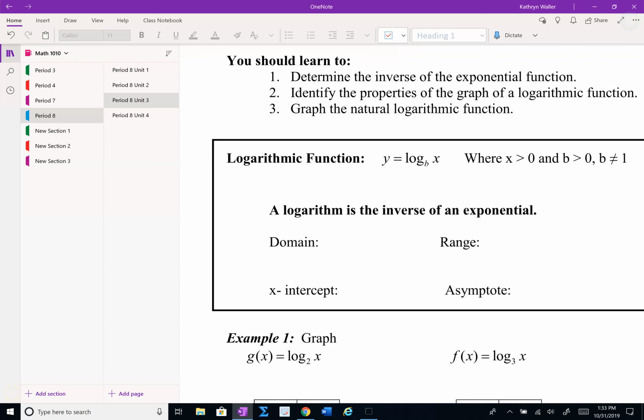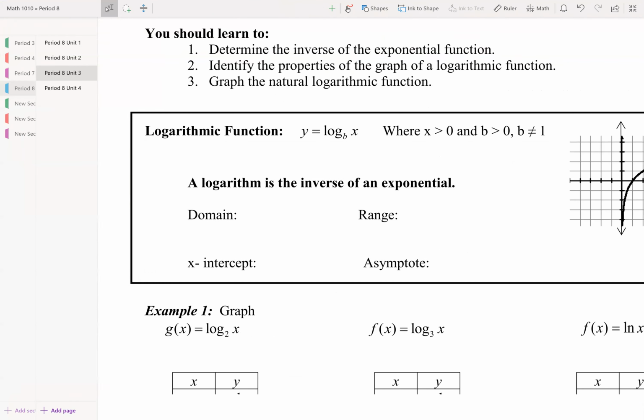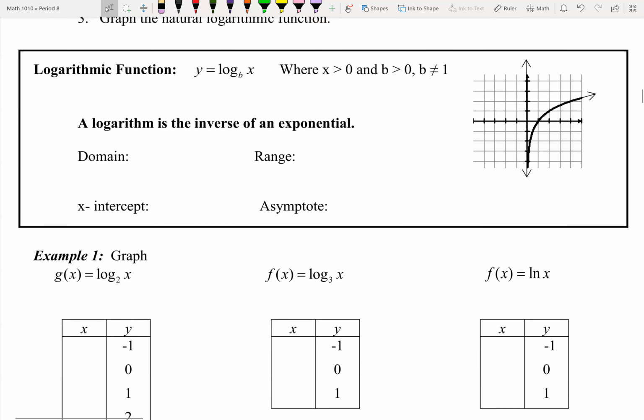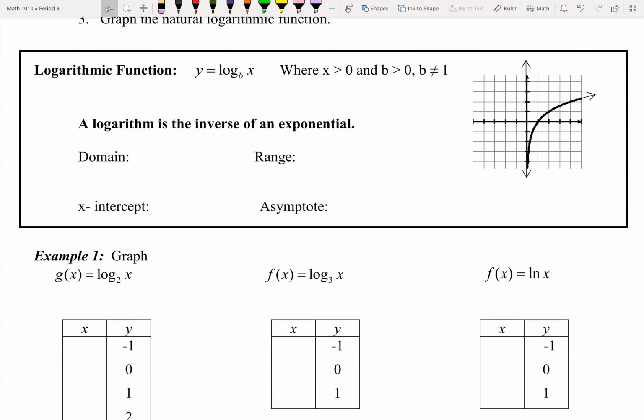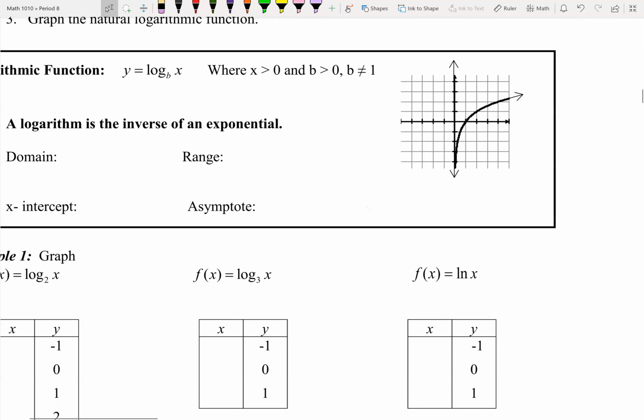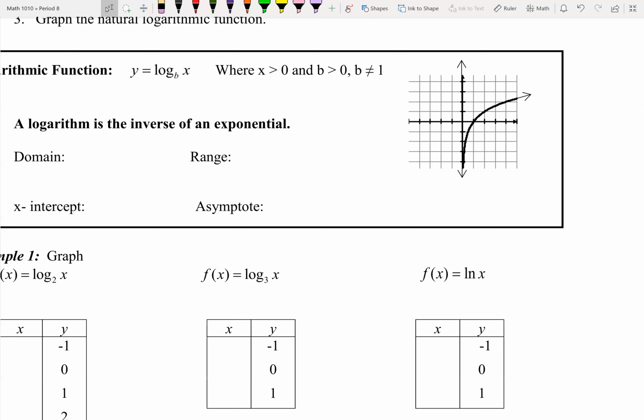Okay, now we're going to graph logs. It's funny because a girl last period asked, is this the same thing we did before? Like when you looked at the exponentials, it's going to feel the same. It's not the same. It's a different graph. Look at the graph. But it's so similar, it's going to feel the same.